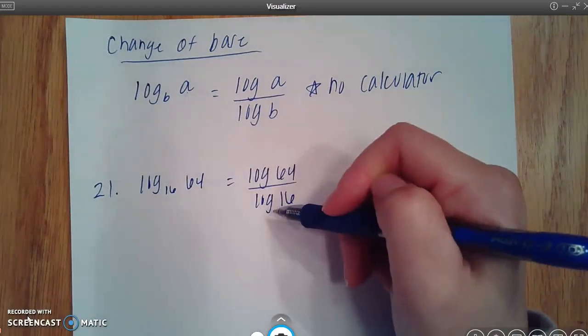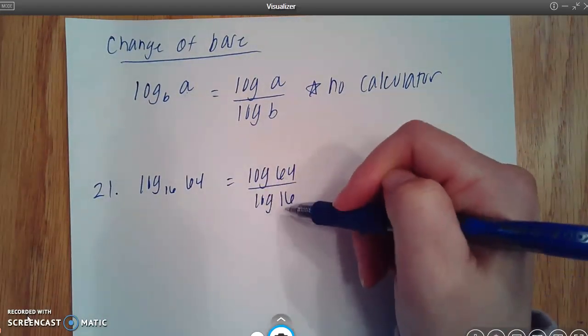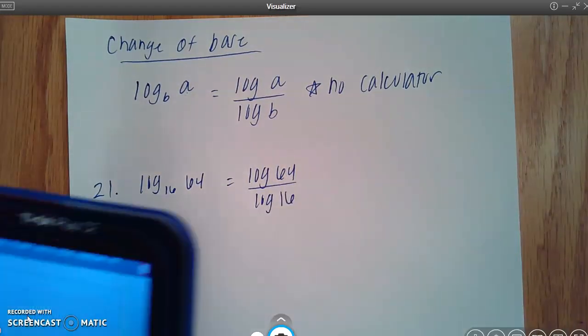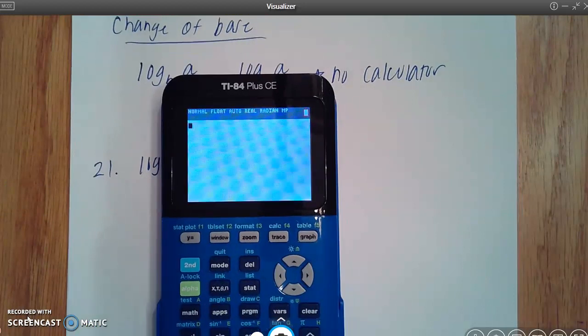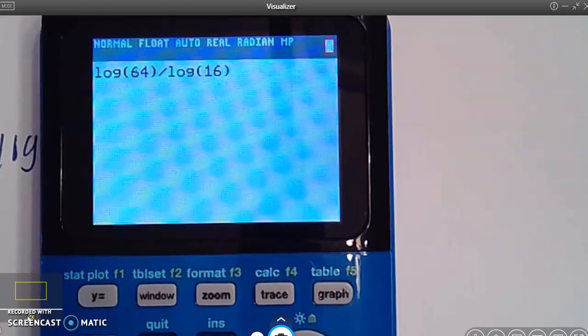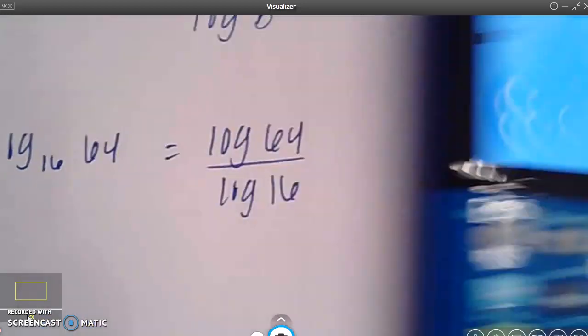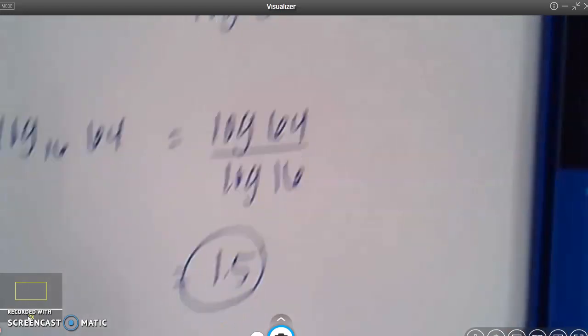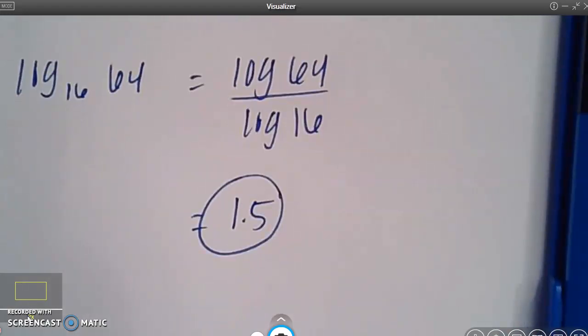Now, these logs don't cancel out because they're attached to your 64 and your 16, so it means they're grouped together. And all you're going to do is plug this right into your calculator as you see it. So I'm going to do log 64, and it's really important that you close that parenthesis. Let me see if I can zoom in, okay? And I'm going to divide it by log of 16, and there's my answer. It's 1.5. So for my answer here, I would say equals 1.5, and that's all I have to do, okay? Easy.